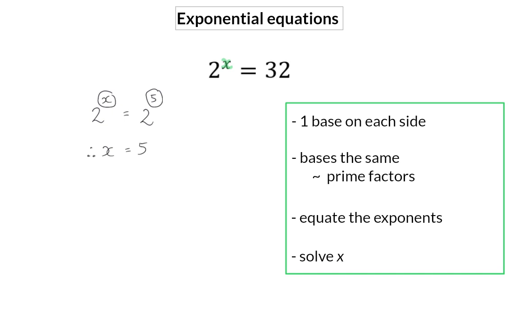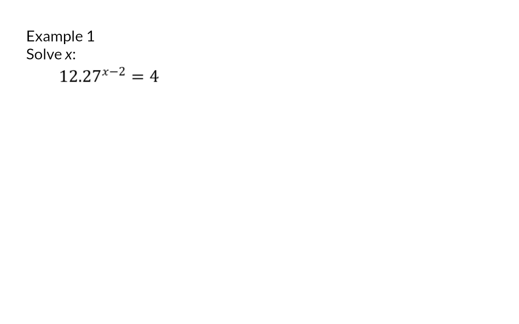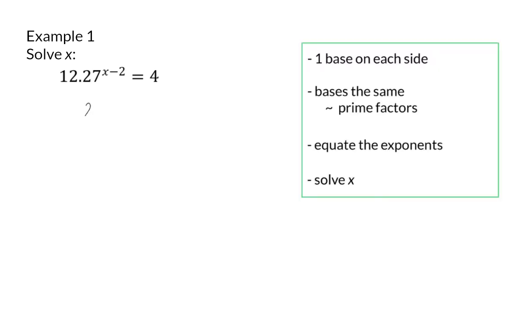From here onwards, we are going to add the knowledge that you gained in video 2 and 3 to work on bigger equations. In example 1, we have our variable in the exponent, but on the left-hand side of the equation, we have two numbers in the base. I'm going to keep the 27 to the power of x minus 2 just like that, and divide the right-hand side by 12. This 4 over 12 can then be simplified to a third.